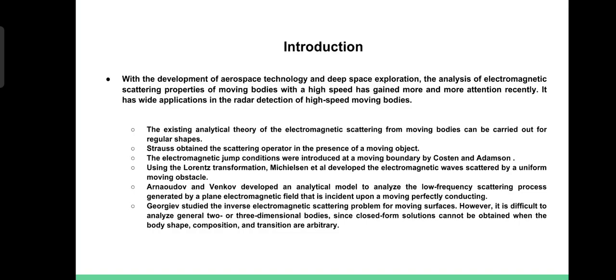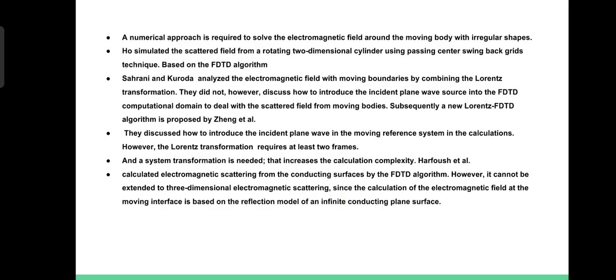However, it is difficult to analyze general two or three dimensional bodies since closed form solutions cannot be obtained when the body shape, composition, and transitions are arbitrary. A numerical approach is required to solve the electromagnetic field around a moving body with irregular shapes. We simulated the scattered field from a rotating two-dimensional cylinder using a passing center swing back grids technique based on the FDTD algorithm.